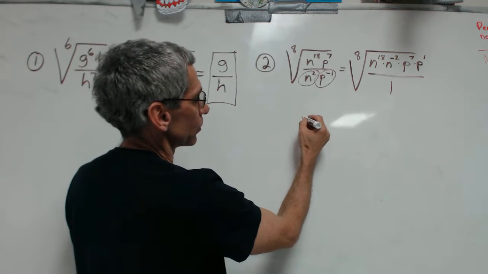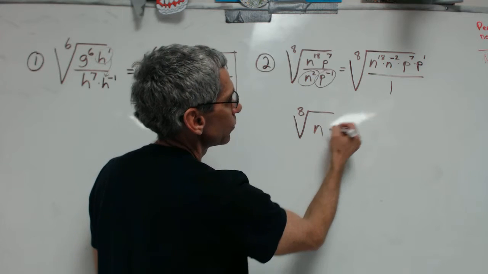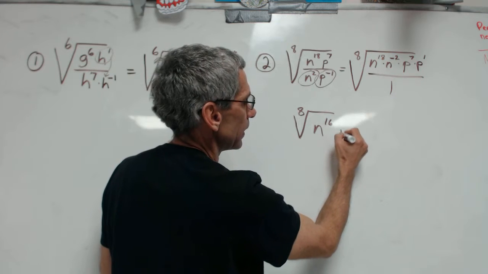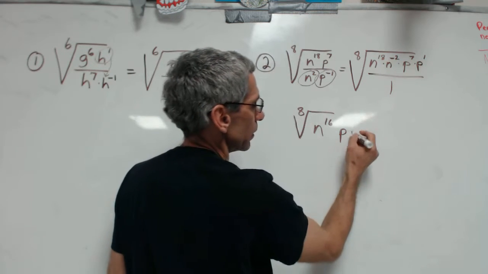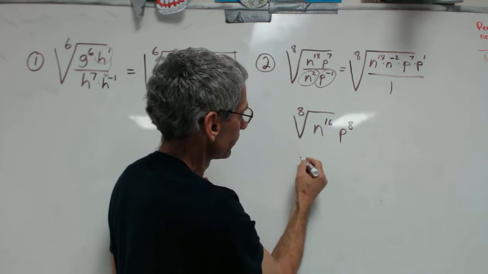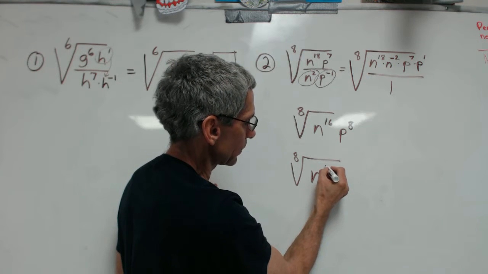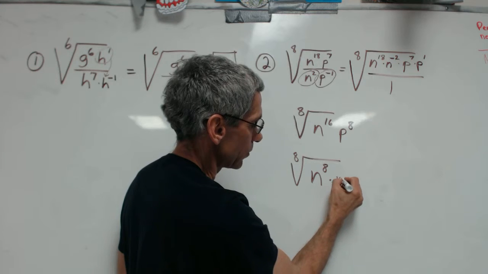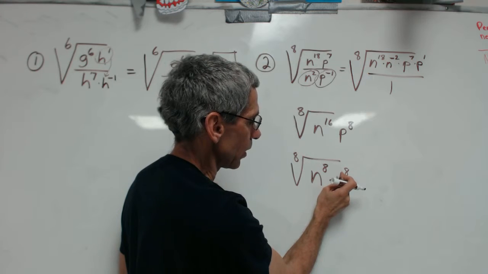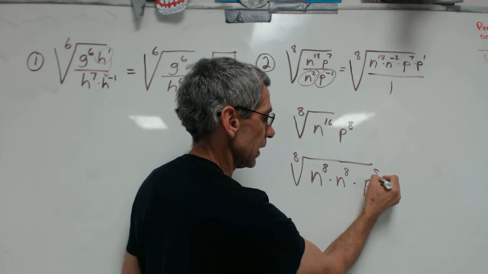So our final answer, well, we've got the 8th root of n to the 18 minus 2, which is 16, right? And then p to the 7 plus 1, which is 8. Oh my gosh. So this is n to the 16th. I'm assuming you know this, but I'll do it anyway. N to the 16th is the same as n to the 8th times n to the 8th, right? N to the 8th times n to the 8th is n to the 8 plus 8, which is n to the 16th. Oh, that's interesting. Times p to the 8th.